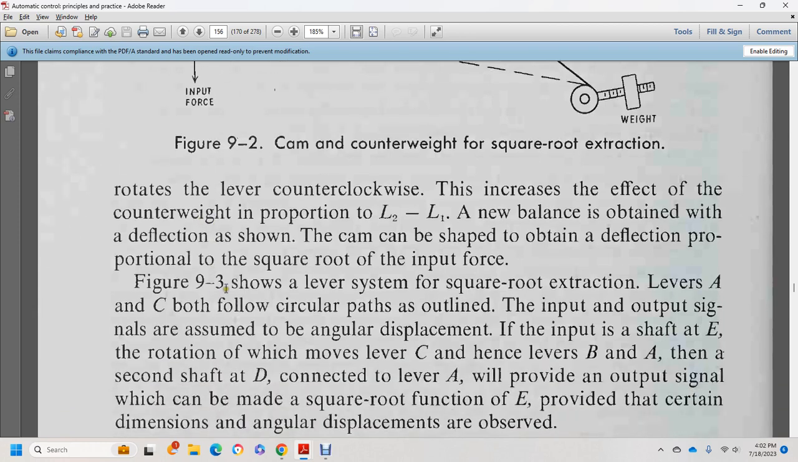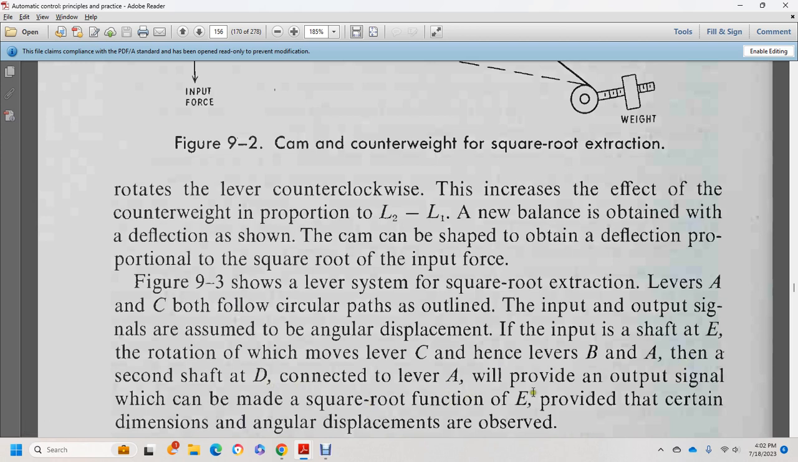Figure 9.3 shows the lever system for square root extraction, with levers A and C, both with a circular path, with the path outlining input and output signals. Assume the angular displacement of each input shaft E, with the rotation of which moves lever C, which hinges on bar, levers B and A. Then the second shaft D is connected with lever A to provide the output signal.